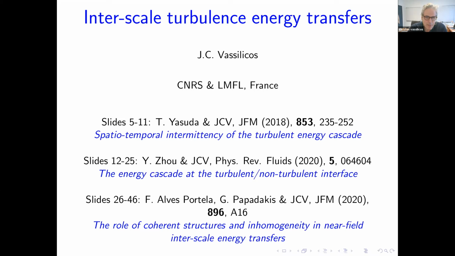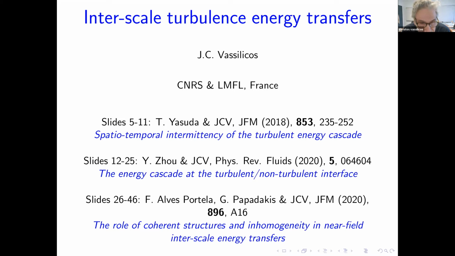There will be three parts. Actually, there will be four parts, the first four slides being introductory. The second part will be on work with my ex-postdoc Tatsuya Yasuda on spatiotemporal intermittency of the turbulent energy cascade. The next part will be with my ex-postdoc Yi Zhu, who is now back in China, on the energy cascade at the turbulent non-turbulent interface.